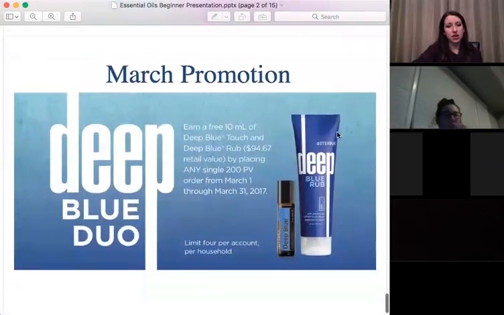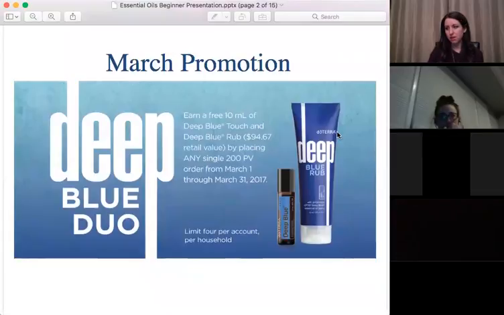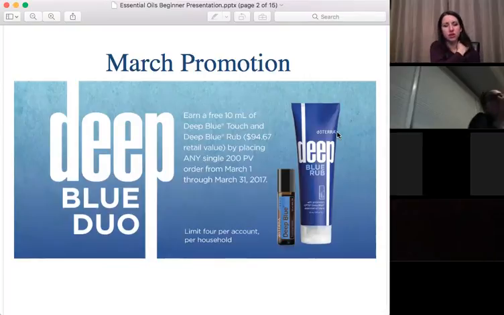The other thing that's the promotion this month, I just got mine in the mail and I don't have it next to me, is a Deep Blue pre-diluted rollerball and then a Deep Blue rub. So if anyone hasn't opened their Deep Blue and you have this at home, open it now. Smell that one. It's very minty. It feels great on your muscles. You can put it on the back of your neck or your back if you're sore. That is one of my favorite oils as well.